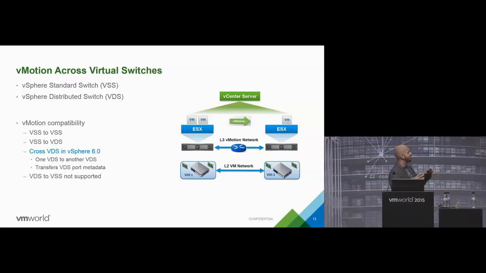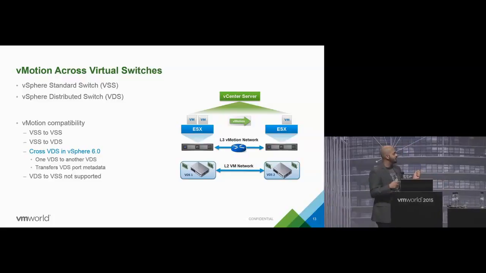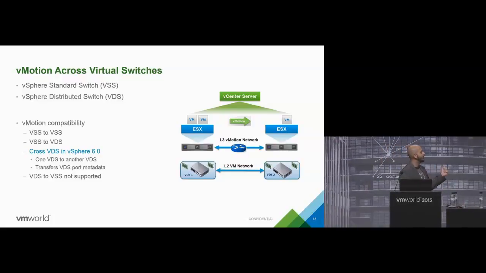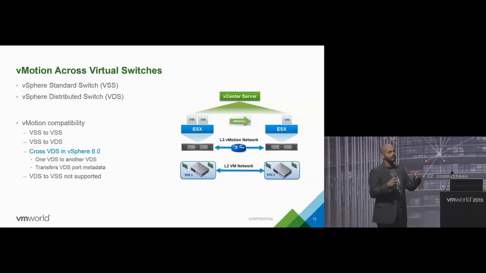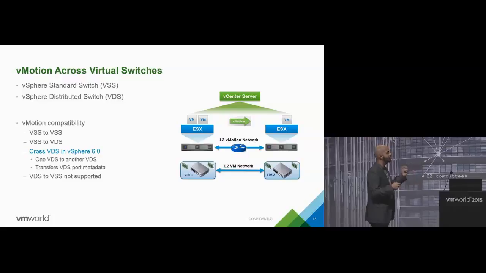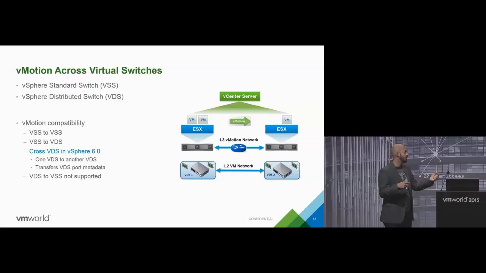All the parameters or all the rules that you have on a virtual machine would exist and are preserved when you migrate it as well. The one caveat here is that vMotion from VDS to VSS is still not supported. This is primarily because these are inherently very different switches, and the standard switch does not have all the capabilities that a distributed switch has. So the rules applied to a VM cannot be maintained when it's migrated from a distributed switch to a standard switch, and that's why we don't support that migration.